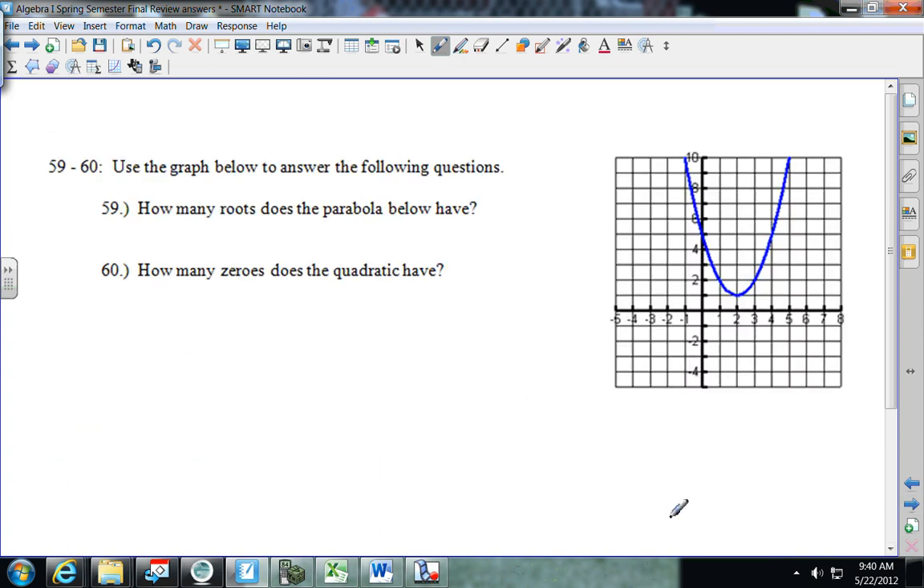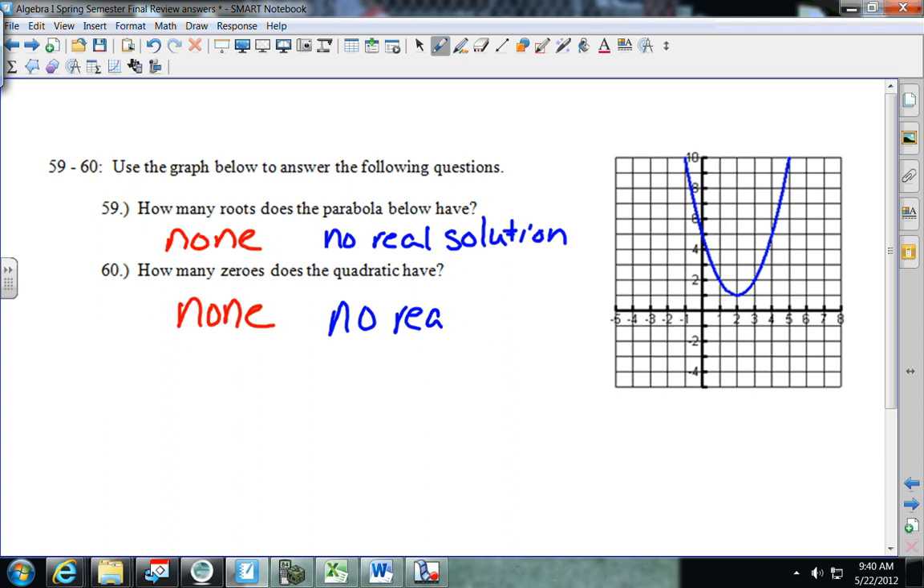Number 59. How many roots does this parabola have? There is none. Or, you know, we write none, and the other thing we've done in the past is we've written no real solutions. Because there is imaginary, but you don't do that till later on. So again, zeros and roots mean the same thing. There are none. There are no real solutions. And the reason for that is because it does not touch the x-axis at all.